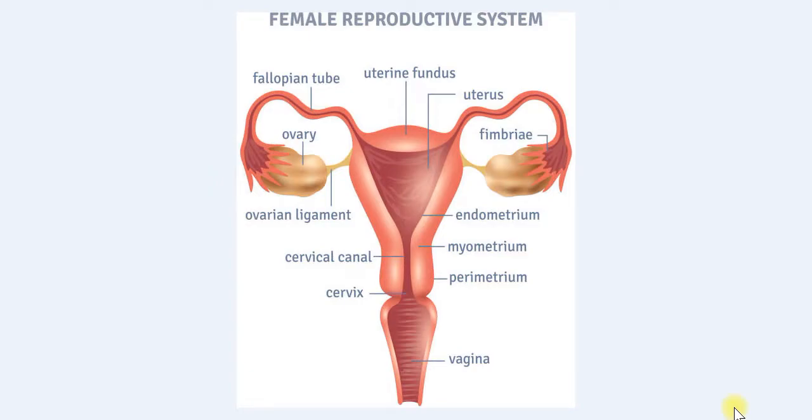Hello students, today we will talk about the uterus, the anatomy of the uterus, the most important part of the female reproductive system. In layman's language this is also called the womb, and in medical terms it is called hystera, from which the term hysterectomy, that is removal of the uterus, is derived.